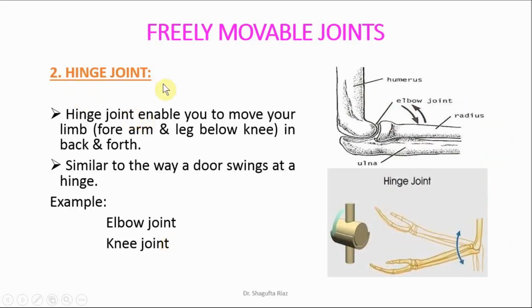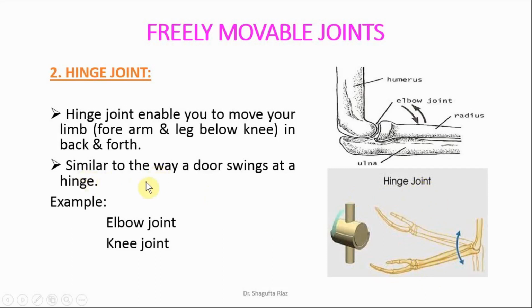Then hinge joint. The example of hinge joint is your elbow joint and knee joint. This joint basically enables us to move our limb, the forearm and the leg below the knee. You can bend your knee because of the presence of this joint. We can bend our forearm very easily like this, in back and forth direction, because of this joint.